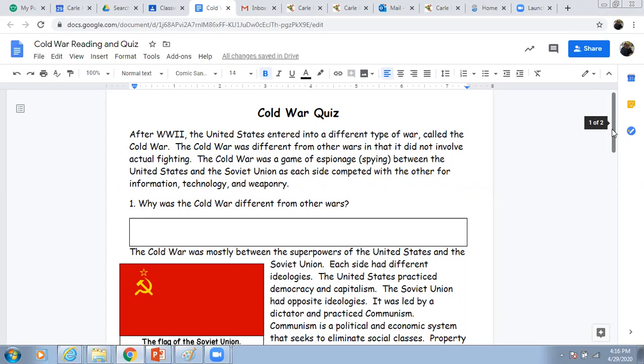After World War II, the United States entered into a different type of war called the Cold War. The Cold War was different from other wars in that it did not involve actual fighting. The Cold War was a game of espionage, which is spying, between the United States and the Soviet Union, as each side competed with the other for information, technology, and weaponry. So your first question is, why was the Cold War different from other wars?